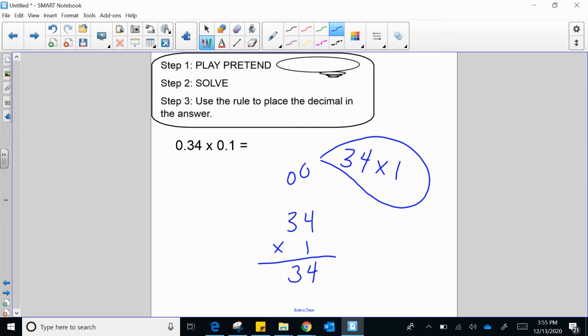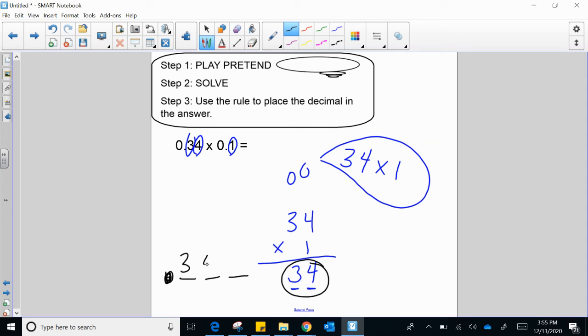I know that I'm going to count how many digits live in the Thuniverse. Well, the 3 lives in the Thuniverse, the 4 lives in the Thuniverse, and the 1. So I need to have 3 digits in the Thuniverse in my answer, but I only have 2 digits to work with. That's because I need to annex in a 0. But when I annex in a 0, I want to make sure that the number still says 34 because that's how many I'm working with.